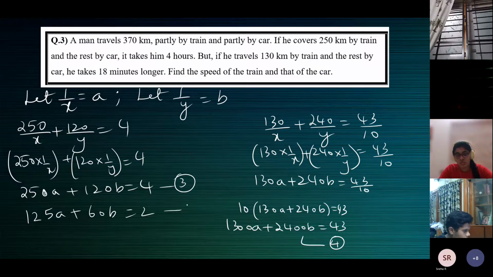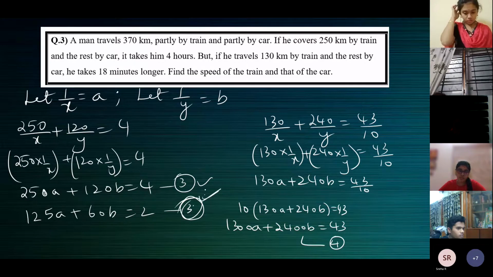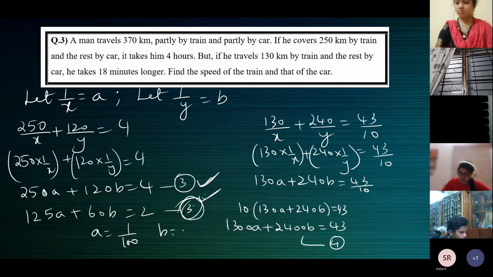If somebody has done this and taken this as equation 3, both are correct. But whenever you can simplify, it's better you simplify and get the numbers smaller. So if somebody realized that and simplified, very good. This is also fine. Nothing wrong, but it's better you simplify. In both the cases, you will get the same correct answer. Now on solving using the cross multiplication method, I leave it to you. You must get A is equal to 1 by 100, B is equal to 1 by 80.